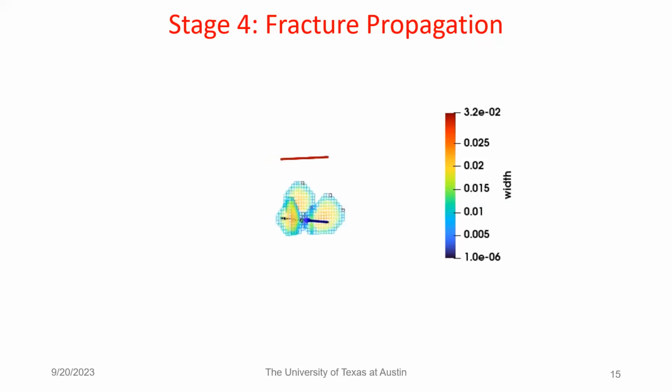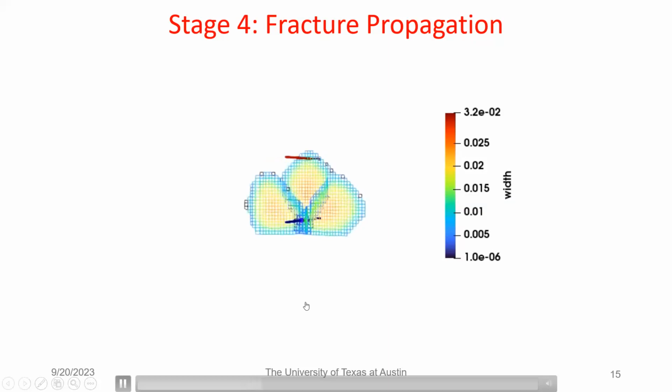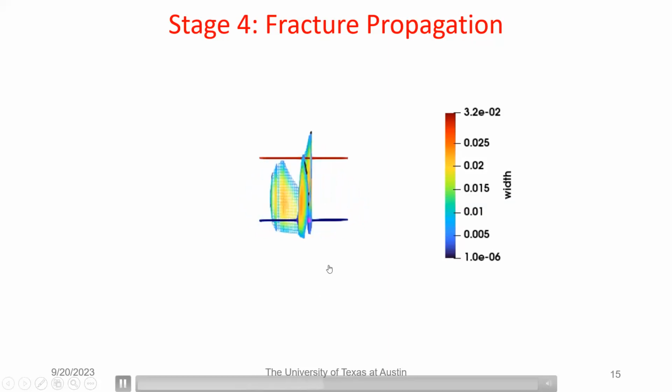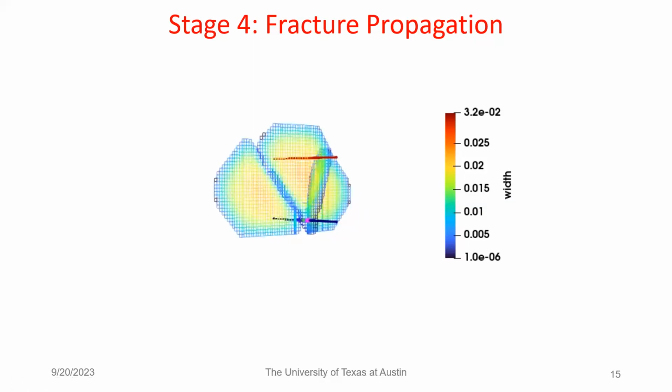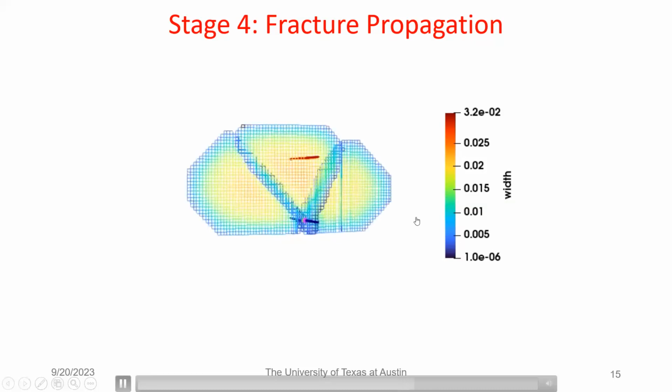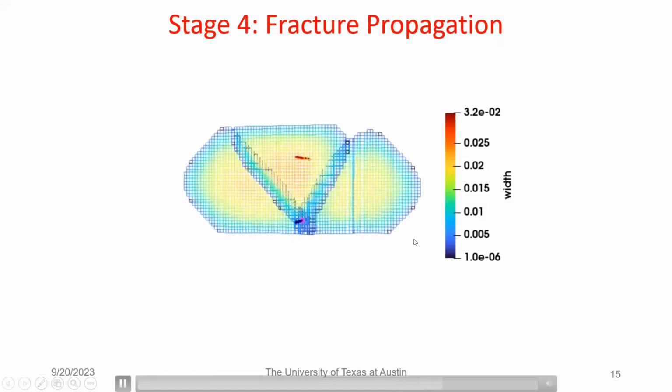But it gives you a reasonably clear picture of how these fractures are growing and how they might interfere with each other in the process of overcoming the stress shadow and then growing away from each other as a result of that.